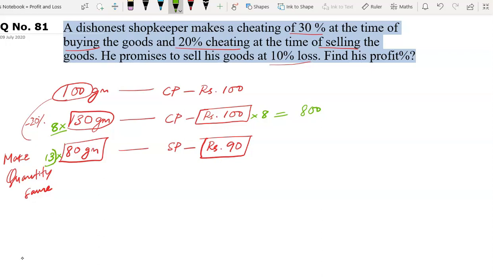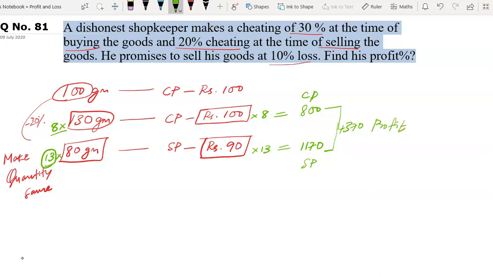Here we have multiplied by 13. This will be multiplied by 13. So 9 into 13 will give us 1170. So this is our CP and this is our SP. Now we need to find the profit percent. So profit is how much? SP minus CP will give us profit. So our profit is 200 plus 170. So 370 is our profit.